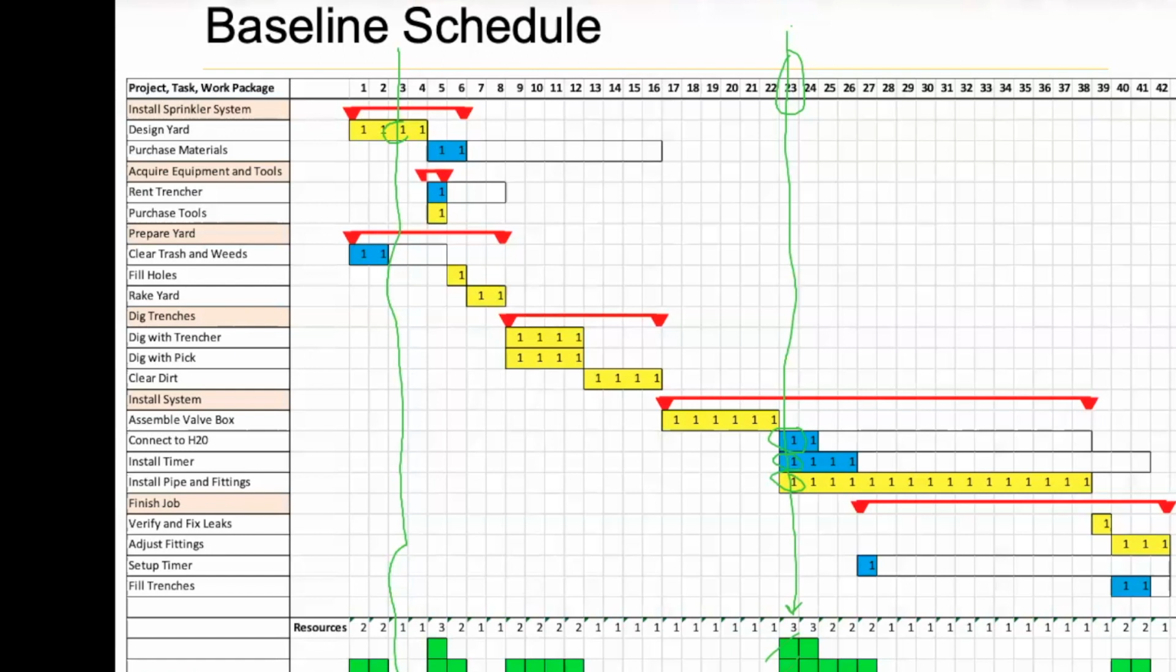Let's say my son does something and I do another thing. What is it? Connect to water is this one. Install the timer, install the pipe and fittings, right? Let's say I do the connect to water, and my son does the install the timer. Who does the installing the pipe and fittings? There's no one to do it, right? So what do I do at this time, the 23rd?